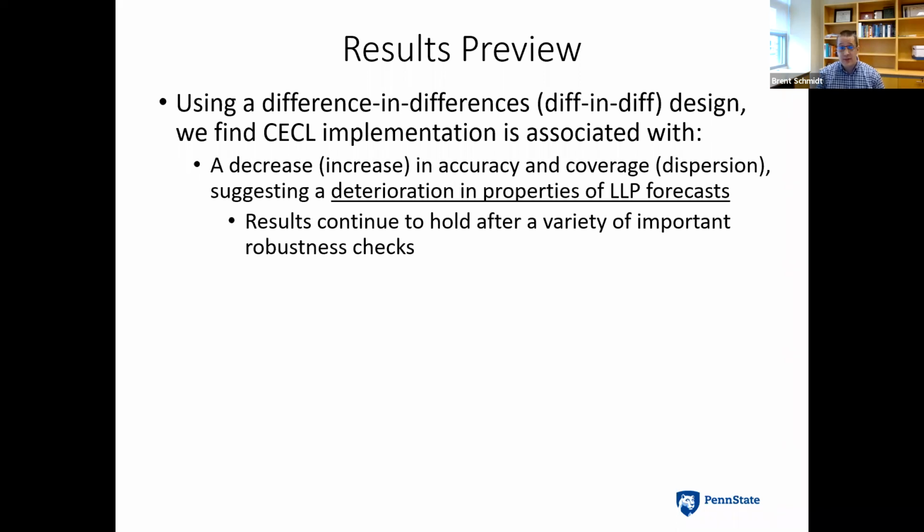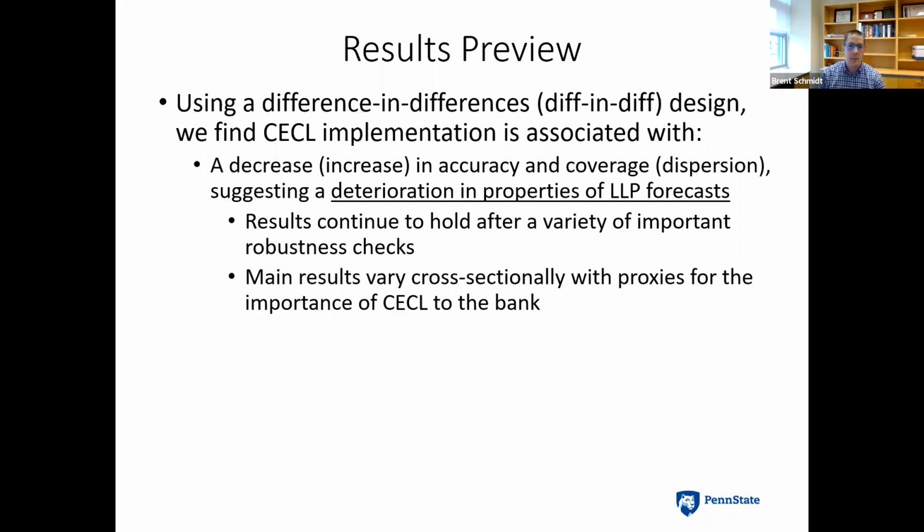Again, related to the diff-in-diff design, we find that our results continue to hold after a variety of what I view as very important robustness checks. Like I said, we'll probably talk more about those as we move forward. There are a lot of challenges to the particular setting we're looking at, so I think these robustness checks are really important for our inferences. We also show that the main results vary cross-sectionally with proxies for the importance of CECL to the bank.